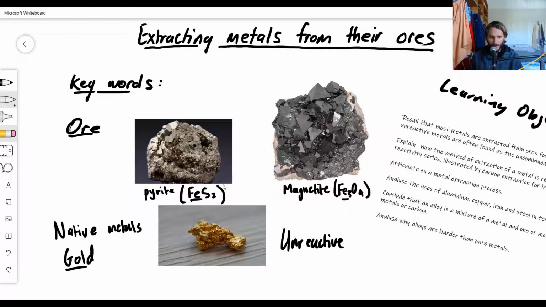You do get metals called native metals, which are unreactive. In other words, they don't really react with anything like oxygen or sulfur, and they are found just by themselves. Okay, so this is the topic that we're going to be talking about.